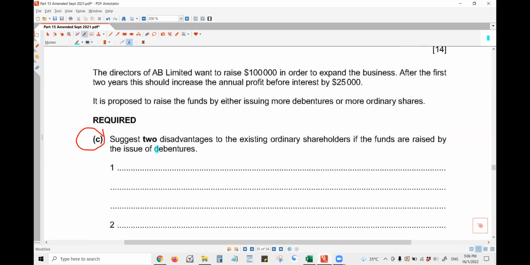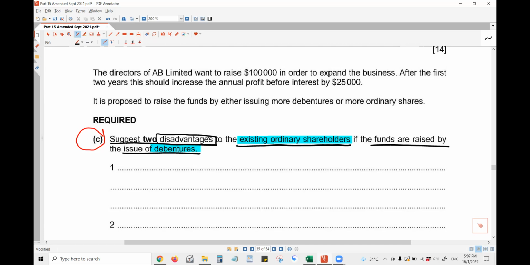This time is between debentures and ordinary shareholders. Existing ordinary shareholders. They say suggest two disadvantages to the existing ordinary shareholders if the funds are raised by issuing debentures. Disadvantages. So how is this linked to ordinary shareholders? We can talk about their priority. Their priority when it comes to closing down, another priority when it comes to distribution of interest and dividend. Debenture holders always get prioritized first.